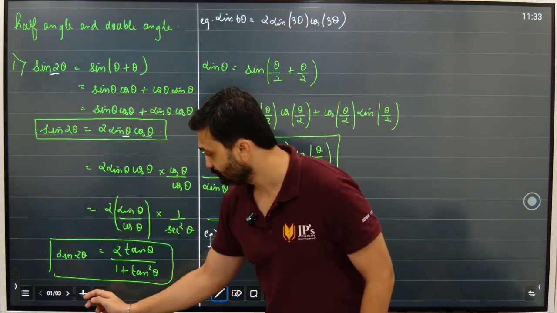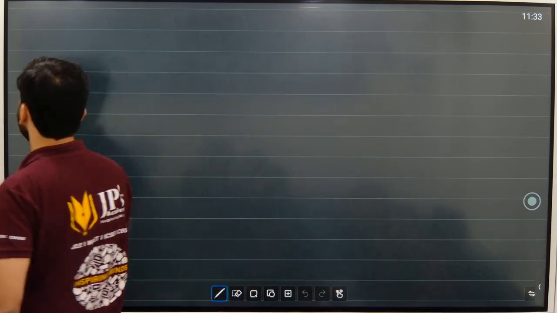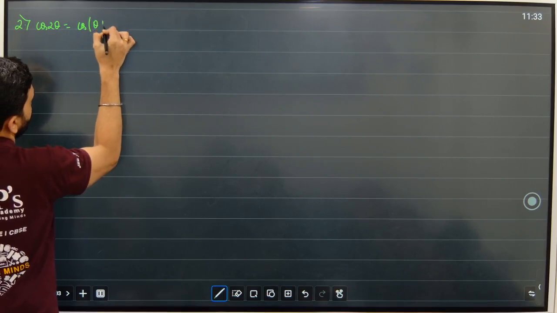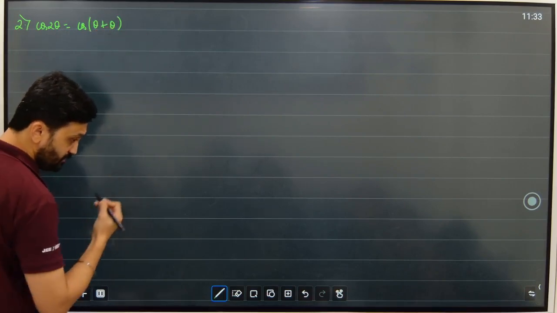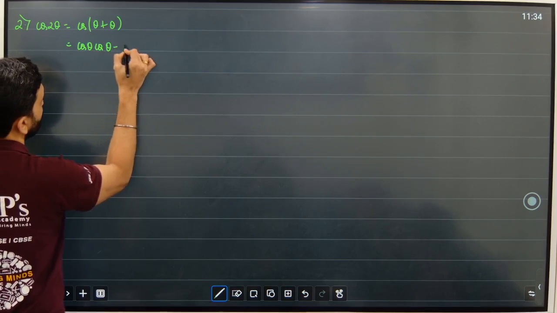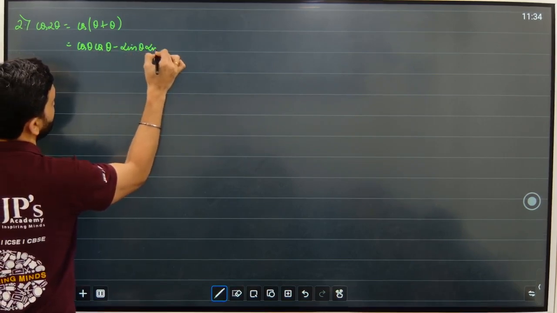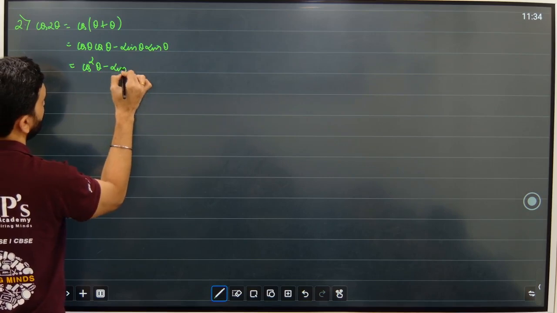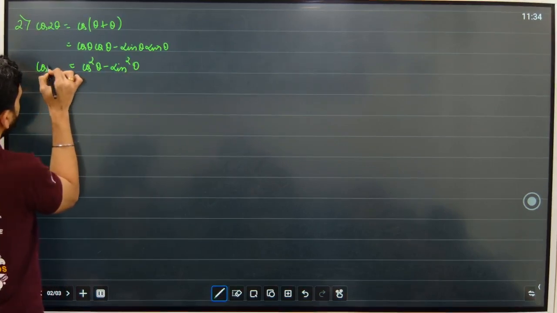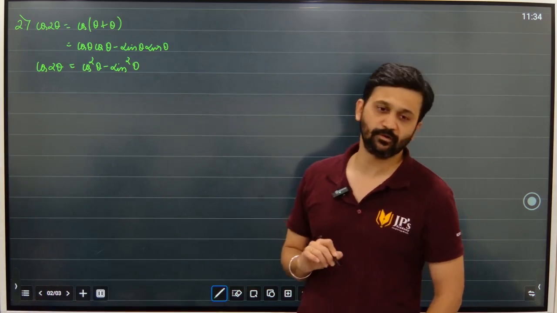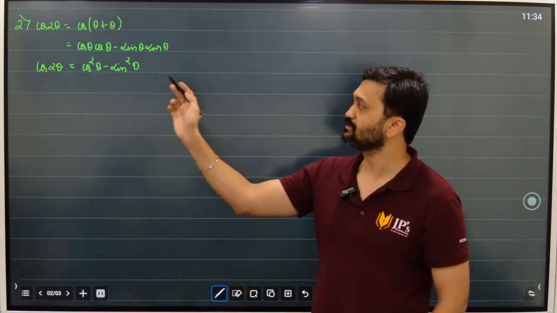Now the next set, obviously after sin, cos will always come. Let's start deriving cos. The process follows the same way. Guys, cos 2 theta I can write as cos of theta plus theta. It gives me a clear understanding that this is cos of a plus b, which is cos a cos b minus sin a sin b, which is cos square theta minus sin square theta, and this is your first formula for cos 2 theta. So the first formula for cos 2 theta is cos square theta minus sin square theta.